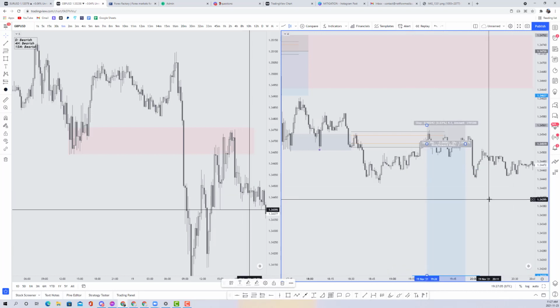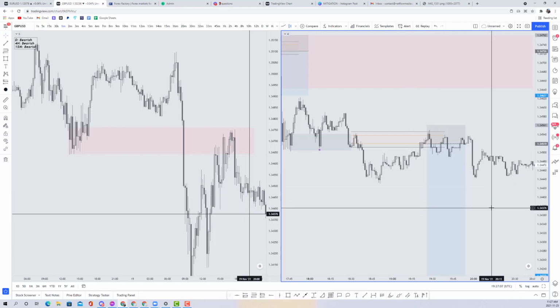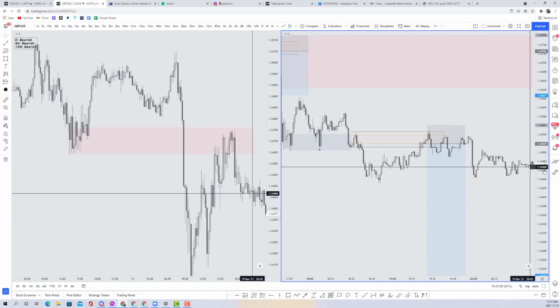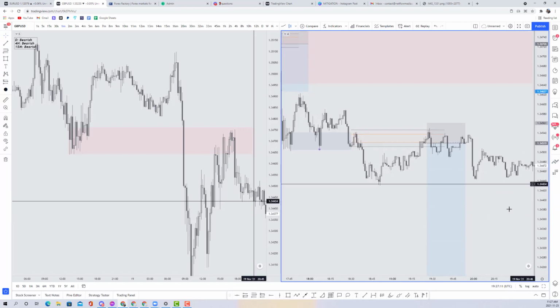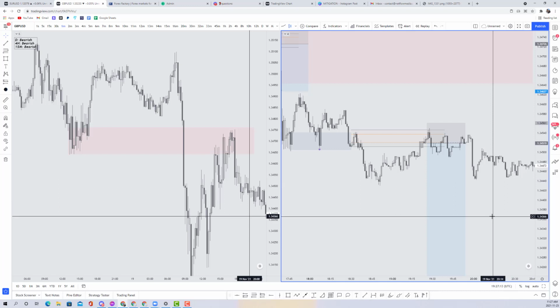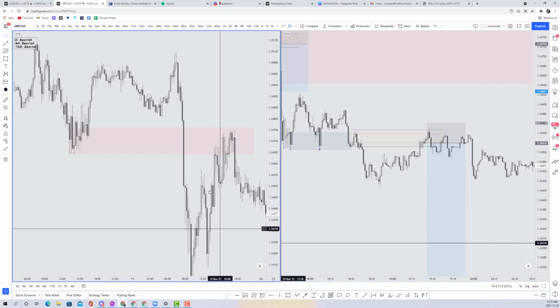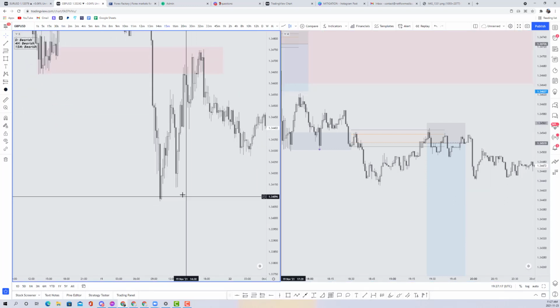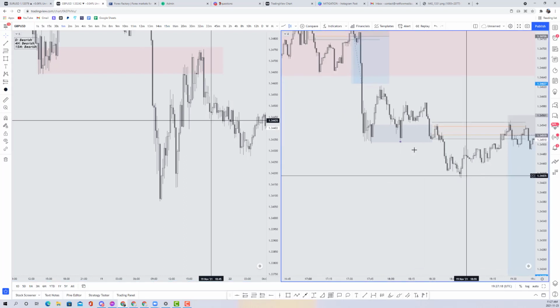This is not a pair I try to go for a 1 pip stop. It's just not realistic. It's a wiki pair. And if we look at the downside target on this, we'd be looking at running this low at a minimum.